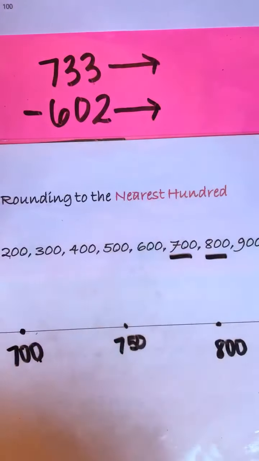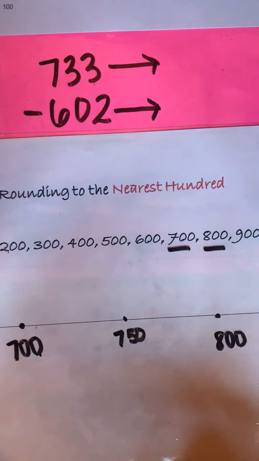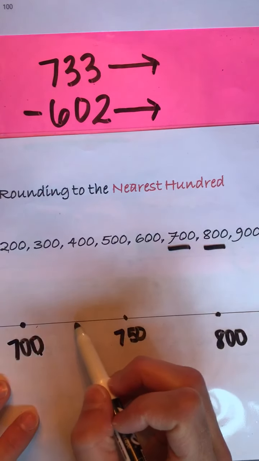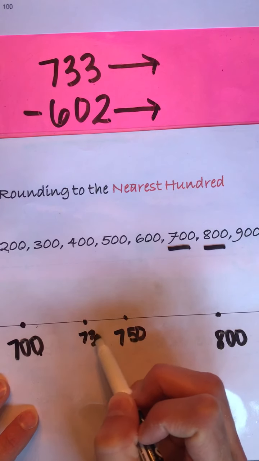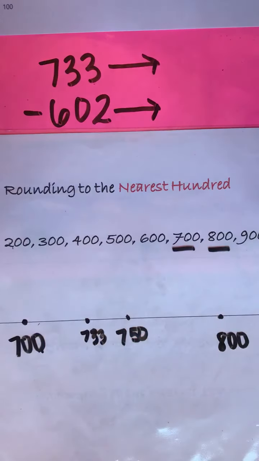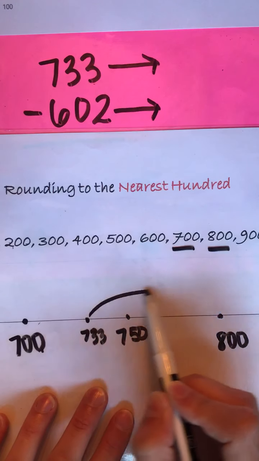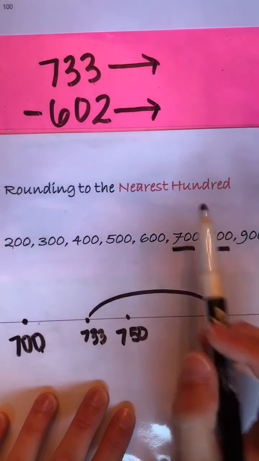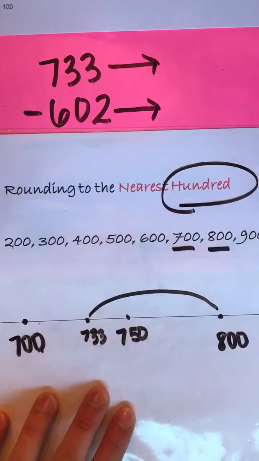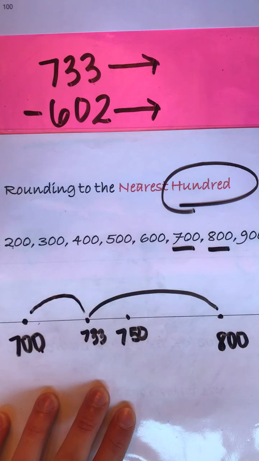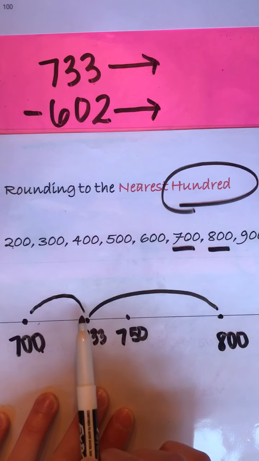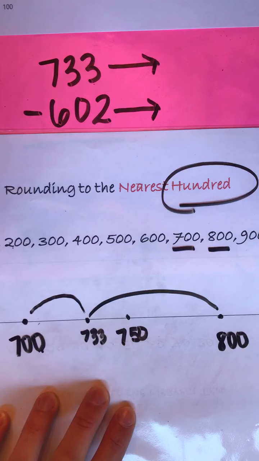So you're going to plot 733 on your number line about where it would go. I would say probably about here would be a good guess. And then what do you think? Does 733 round all the way up to 800? Because remember, we're rounding to the nearest 100. Or is it closer and should it round down to 700? Very good. It's easy to see that 733 should round down to 700.